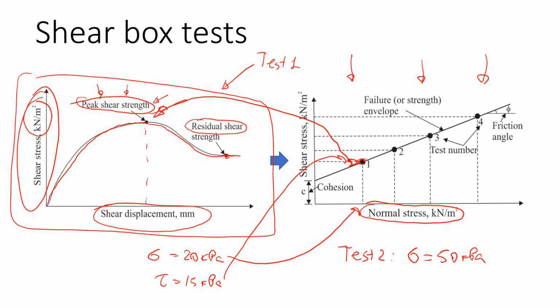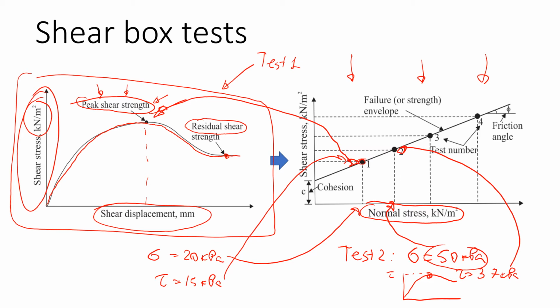Then we'll perform this test again. We're going to get again this kind of curve. This is going to be the peak shear stress that we're going to get. Let's say it will be 37 kPa. What we're going to do next, this is the second point on the curve. This is going to be 50, and this is going to be 37. You see how we have four different test results.